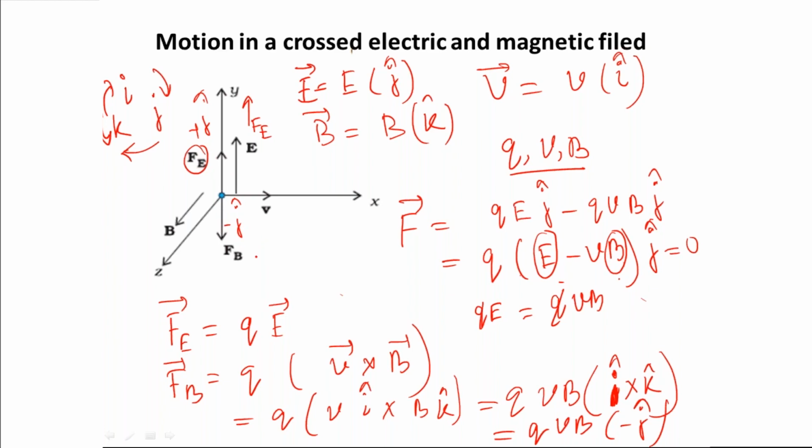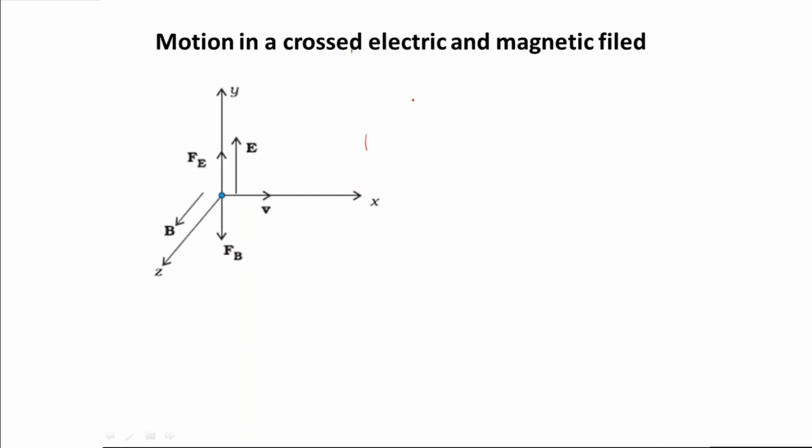So QE is equal to QVB, and these two forces are balancing each other. Then what will happen? The charged particle was moving with a velocity v. If no force is acting on this charged particle, it will continue to move with a uniform velocity v in the x direction.